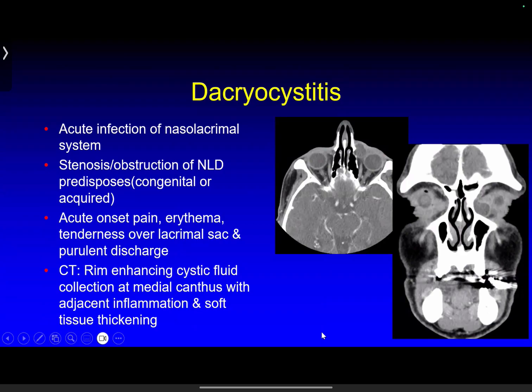Moving on to dacryocystitis, which can present in the ER. It is an acute infection of the nasolacrimal system and is usually predisposed to by either congenital or acquired stenosis or obstruction of the nasolacrimal duct. The patient will present with acute onset of pain, erythema, and tenderness over the lacrimal sac and the medial canthus, and there may be purulent discharge. On CT, you will see a rim-enhancing fluid collection at the medial canthus where the lacrimal sac resides, with surrounding inflammatory changes and soft tissue thickening.